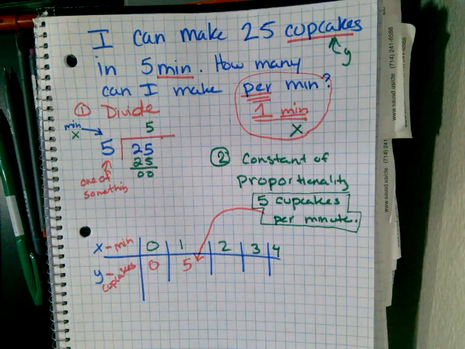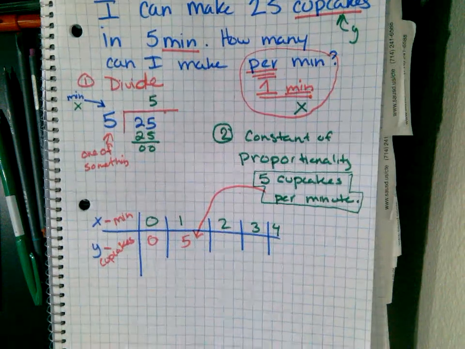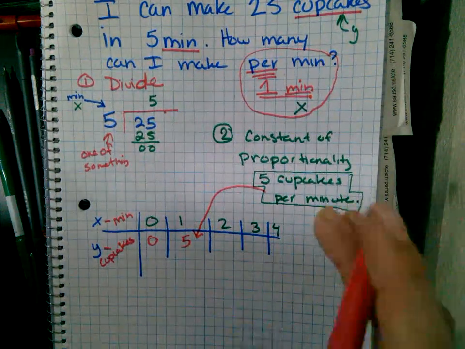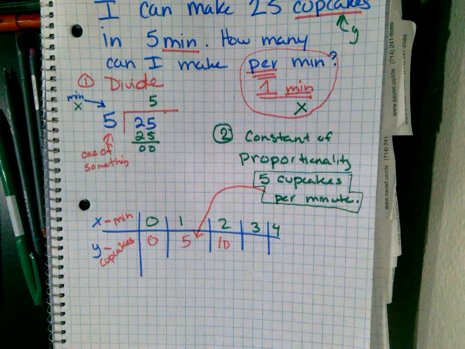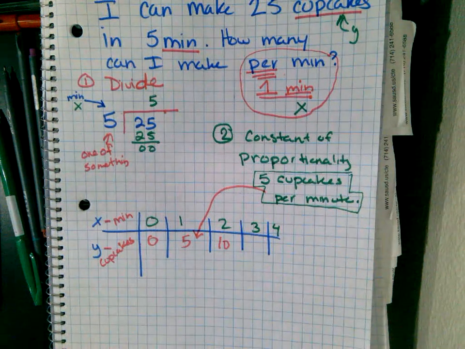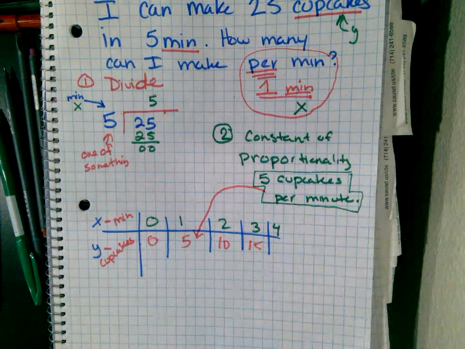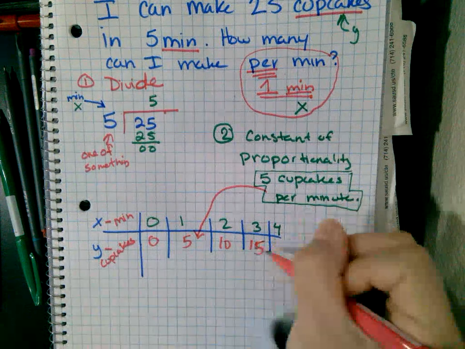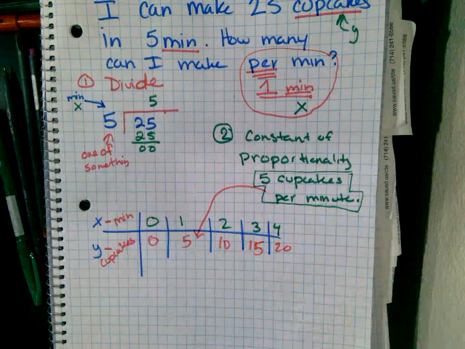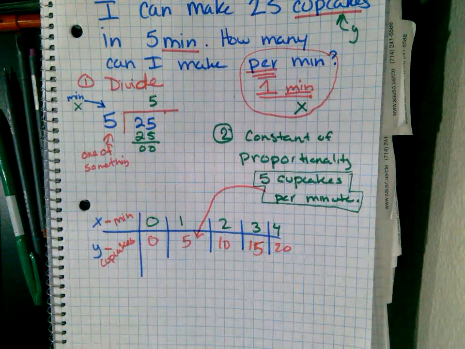I'm super fast. What if you give me 2 minutes? How many cupcakes can I make? 10. What if you give me 3 minutes? How many can I crank out? 15. What if you give me 4 minutes? 20. Done. Got it?